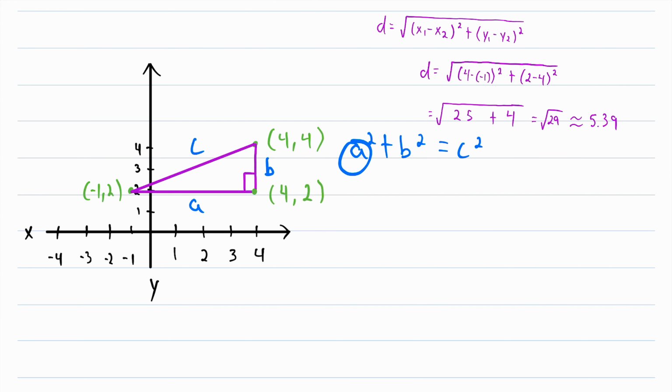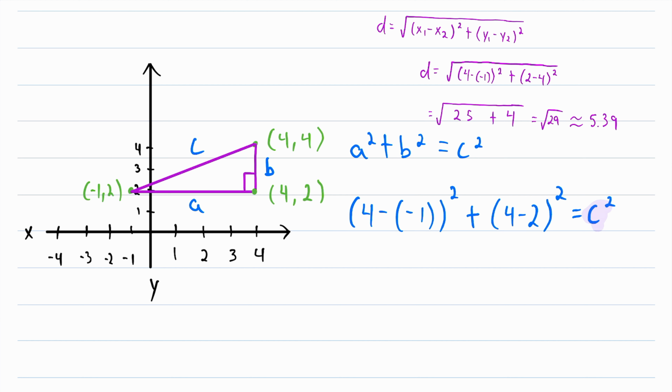For starters, what is the length of A? Since it keeps the same y-coordinate all the way through, the length of this segment is just the change in the x value. It goes from -1 to 4, so the change can be expressed as 4 minus -1. And remember that this needs to be squared. Then what is the length of B? B keeps the same x-coordinate all the way through, so its length is the change in y value. We go from 2 to 4, so that length is 4 minus 2. And remember, this needs to be squared as well. And this is equal to c squared.